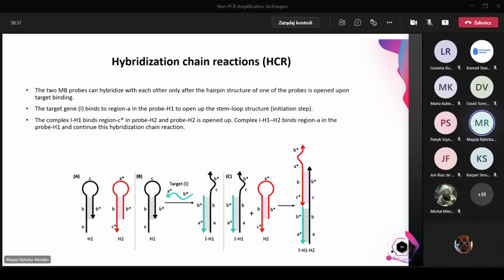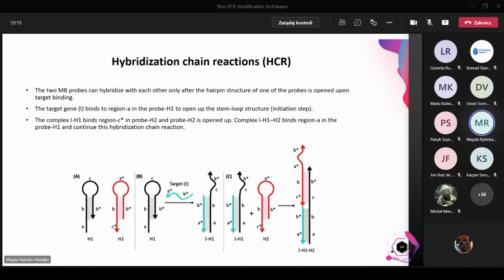In this hybridization chain reaction, two molecular beacon probes that are shown in the picture can hybridize with each other only after the hairpin structure of one of the probes, that is colored black, is opened upon target binding. The target gene binds to the region A in the first probe to open up the stem loop structure. This is the initiation step.